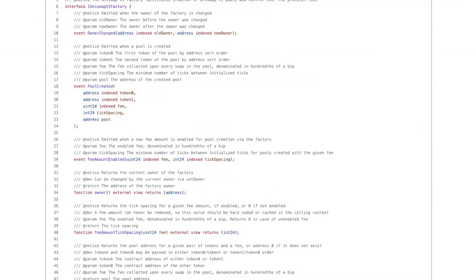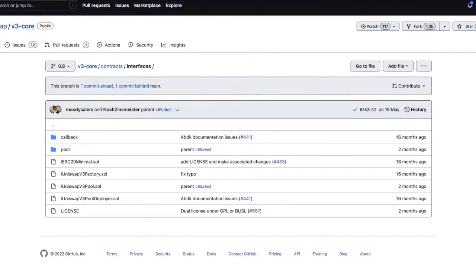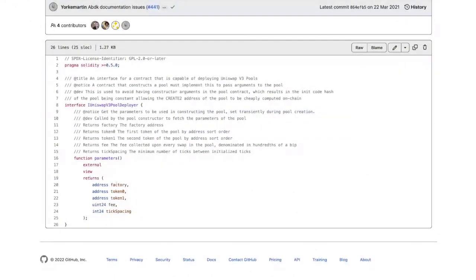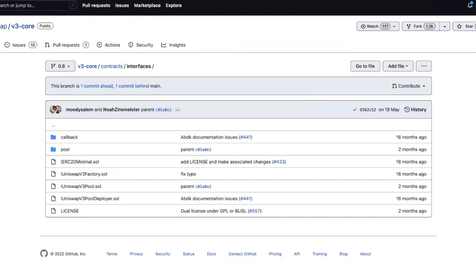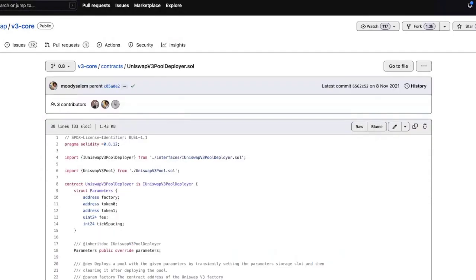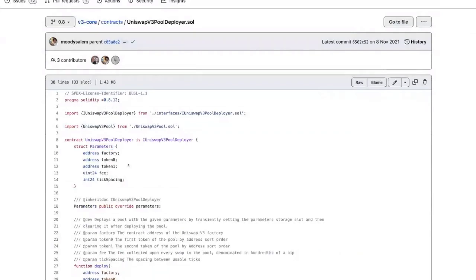It would be interesting to point out if there is some struct packing going on. Well, kind of, this is just the interface. Here's the pool deployer contract. There we go, there's the actual struct.